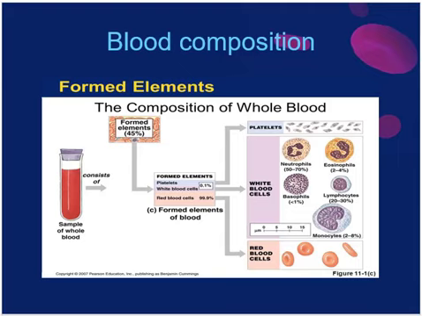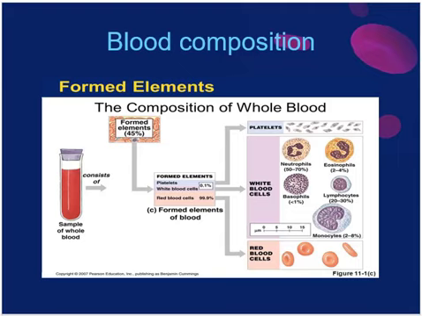Whole blood is primarily made up of 4 cells. That includes our red cells, which are hemoglobin and hematocrit, our white cells, which are made up of 5 different cells, the neutrophils, the eosinophils, basophils, lymphocytes, and monocytes, and then our platelets. So we're going to talk about each of those here briefly.